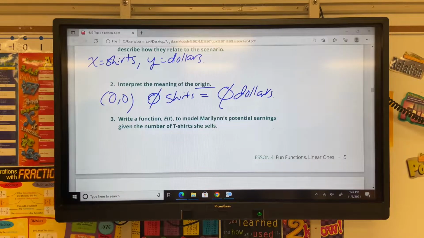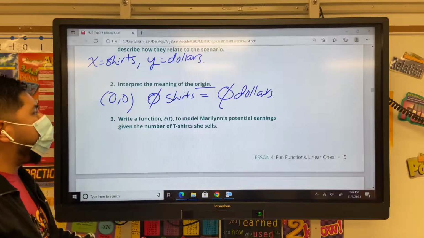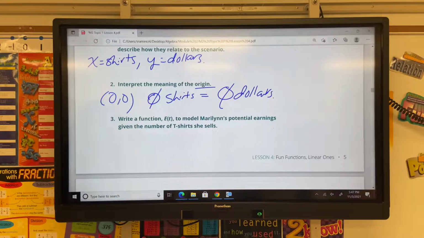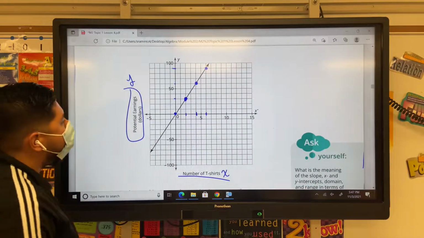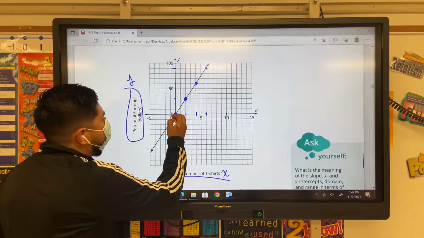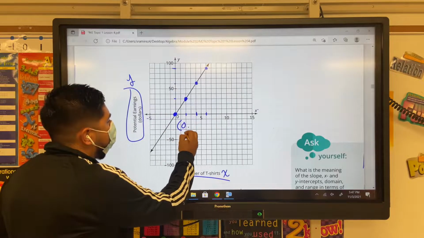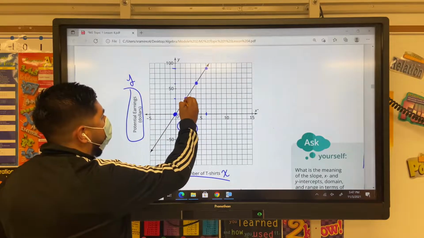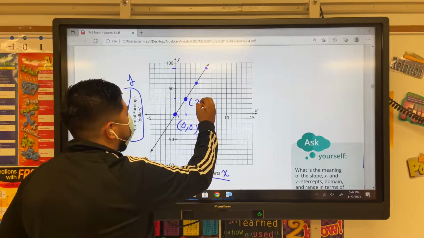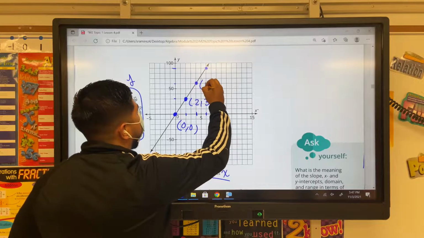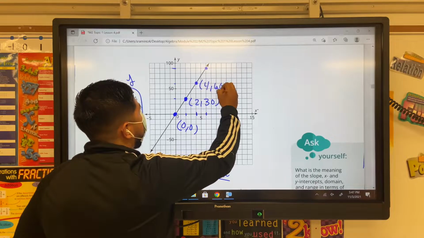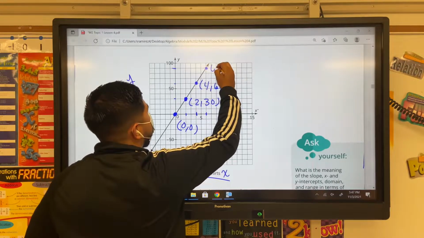Write the function E of t. This is where it'll get a little complicated. I want to stick to just making sure we can write this table. This graph, you should know this coordinate is 0, 0. This coordinate right here is 2, 30. This coordinate right here is 4, 60.